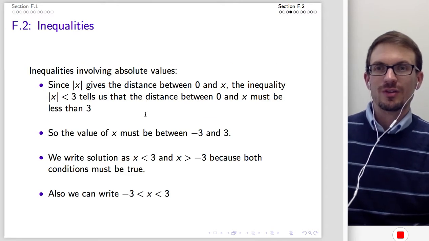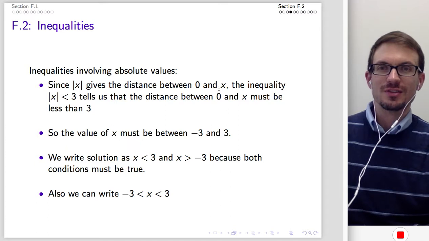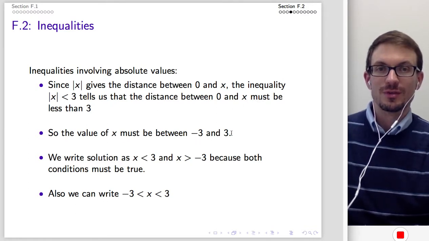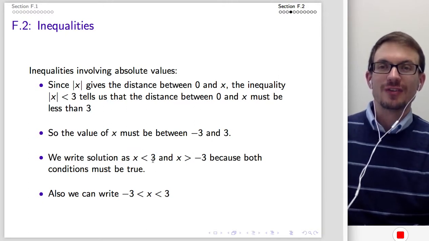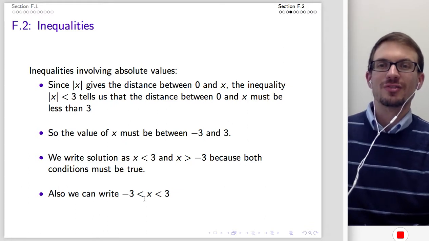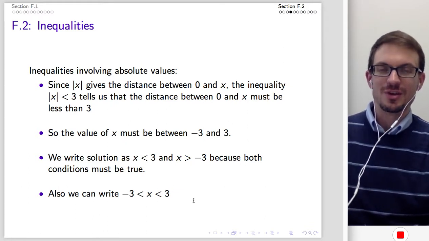Okay, inequalities involving absolute value. Since absolute value of x gives the distance between 0 and x, the inequality absolute value of x is less than 3 tells us the difference between 0 and x must be less than 3. So the value of x must be somewhere between negative 3 and positive 3. So we write the solution as x is less than 3, x is greater than negative 3. Because both conditions must be true, we can summarize that concisely, really succinctly, as minus 3 is less than x is less than 3. Right?